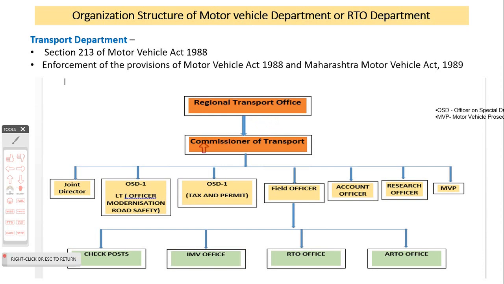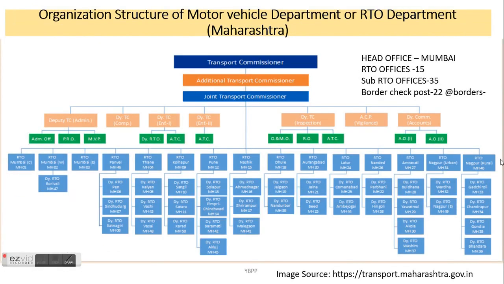Okay, so the regional transport officer is there. Under that, the commissioner of transport, that is the transport commissioner. Below that are the joint director, OSD, officer on special duty, officer modernization road safety, then OSD tax and permit, field officer, account officer, research officer and motor vehicle prosecutor, field officer in check post, IMV, RTO office, ARTO, assistant RTO office. So all these are the offices that come under this.